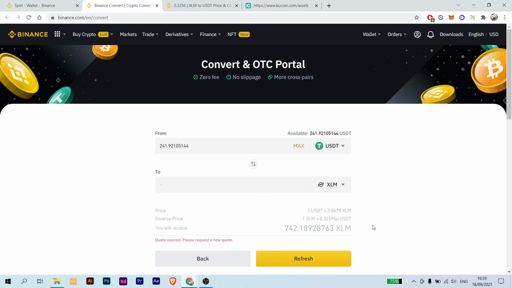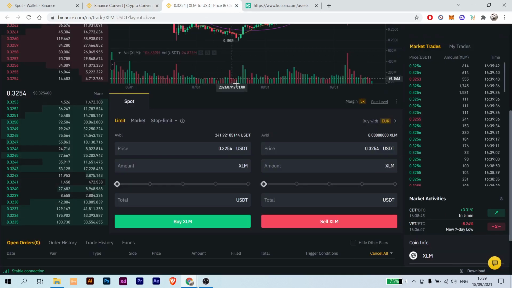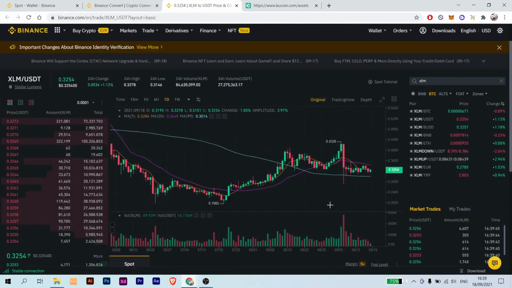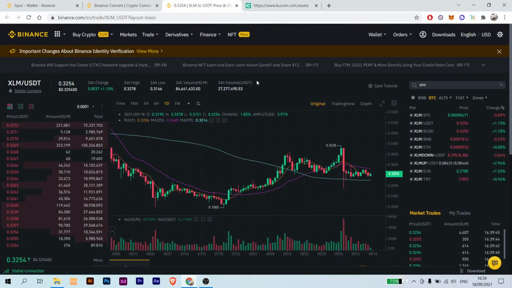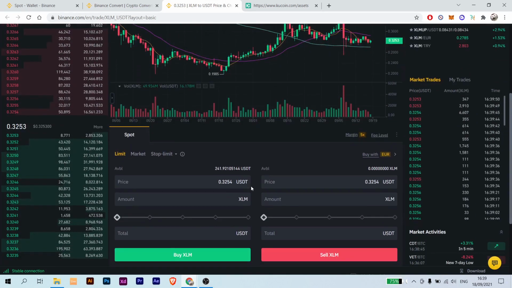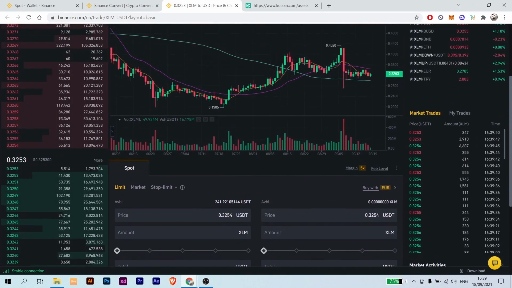Now comes the part where I told you that I don't recommend it, even though it says zero fees. This is what I'm talking about. This is the cost of one XLM. As you can see here, it's 0.3259. If we head to Trading, of course, this one looks a bit confusing, but it's the market, and this is the amount of one XLM.